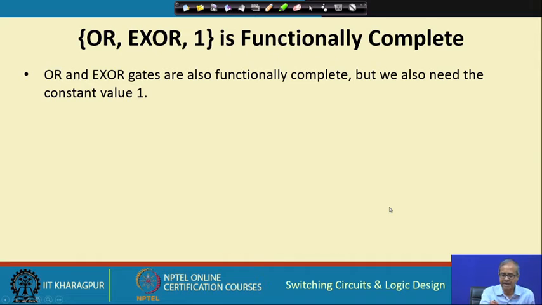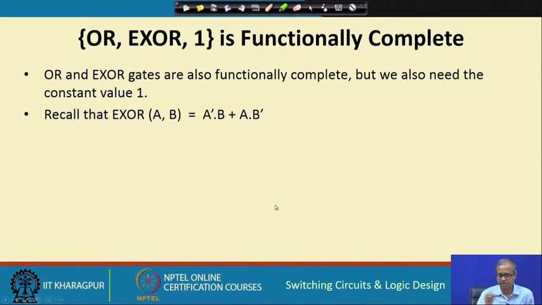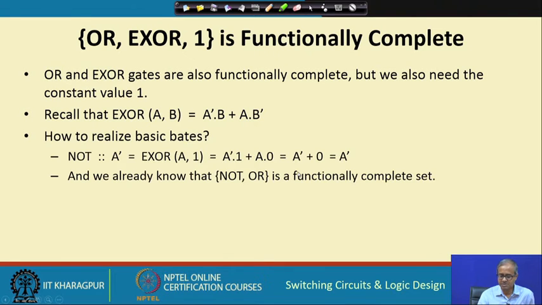Similarly, instead of AND you can go for OR. The logic is similar, so I am not going into detail, because we have seen that with exclusive OR and a 1 you can implement a NOT, and this OR gate is already there. OR and NOT we have already shown earlier is functionally complete. Therefore, OR XOR 1 will also be a functionally complete set. Okay? So, these are the things you have to remember.